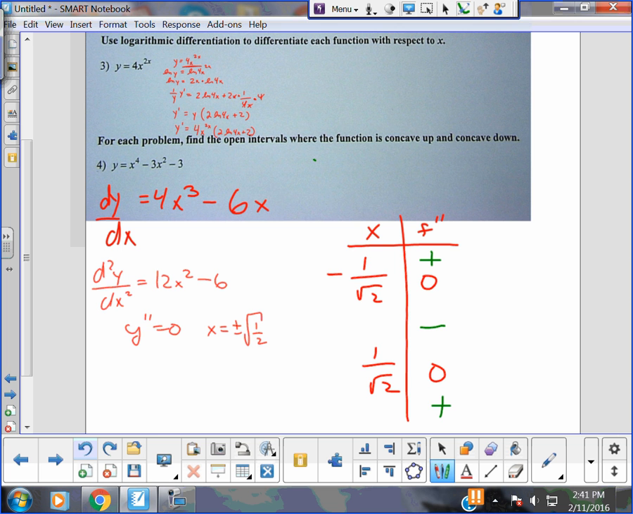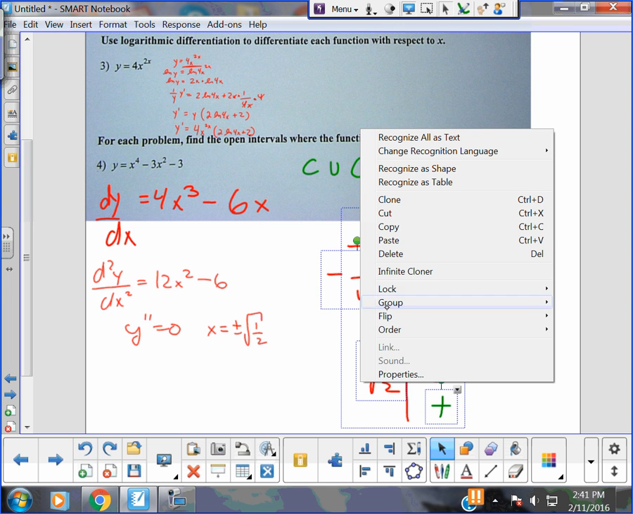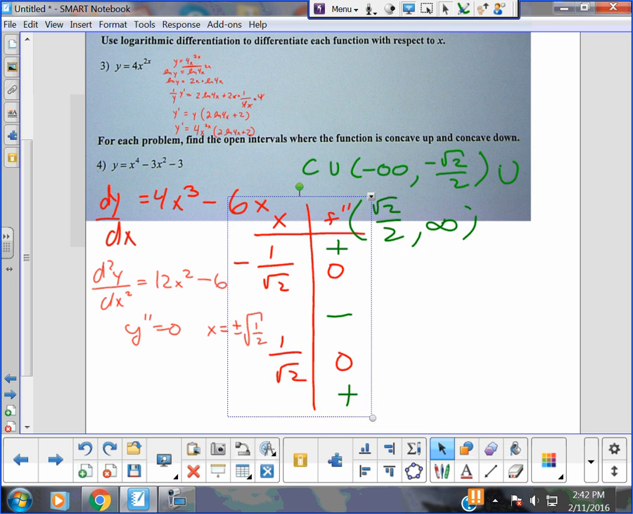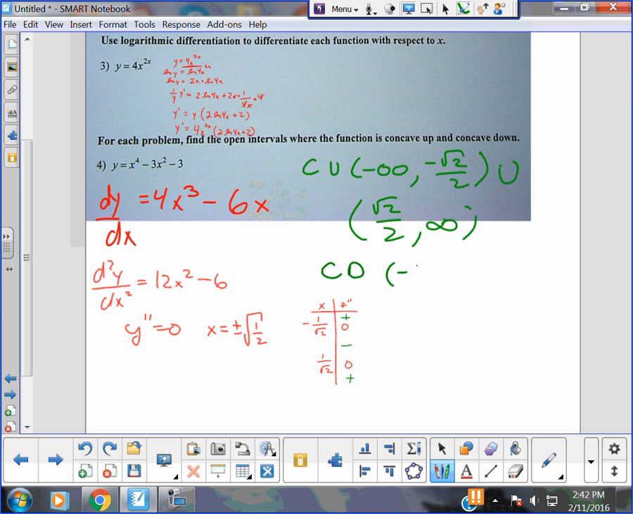So I would do concave up first. It's negative infinity to negative square root of 2 over 2, and from square root of 2 over 2 over to infinity. The only place that it is concave down is in between, so we just write concave down, CD. That happens from negative square root of 2 over 2 to square root of 2 over 2.